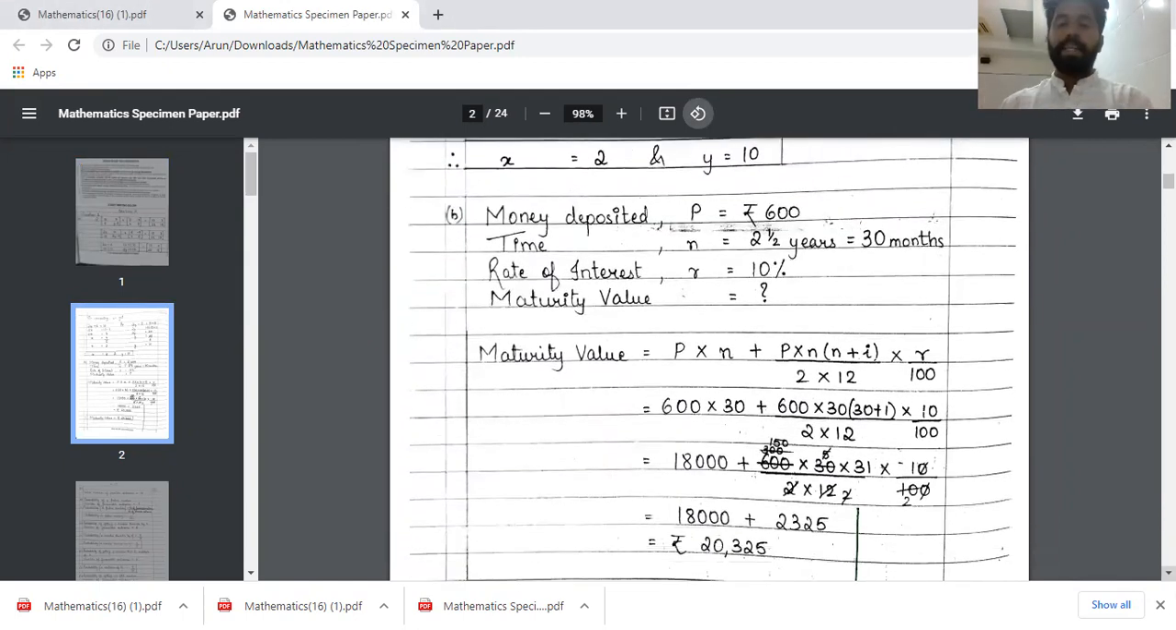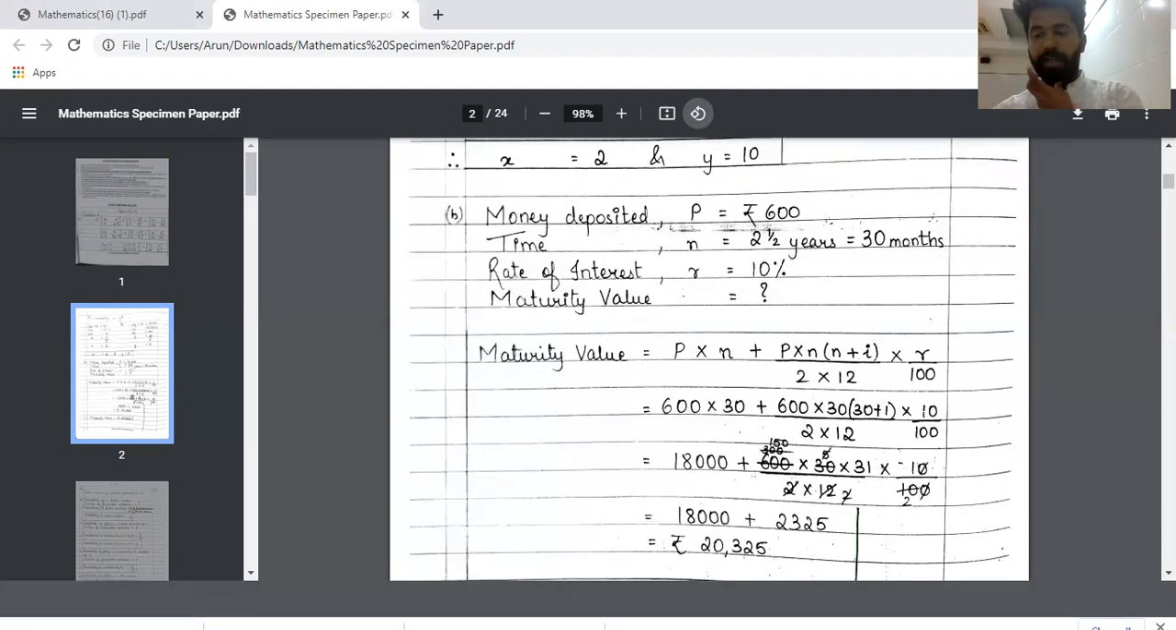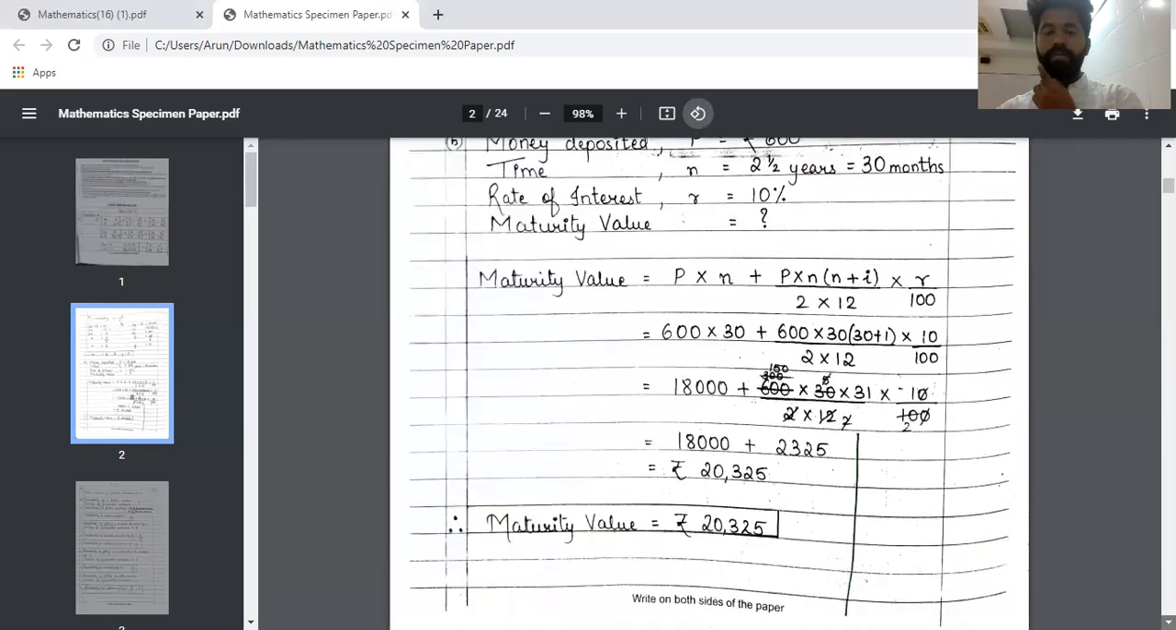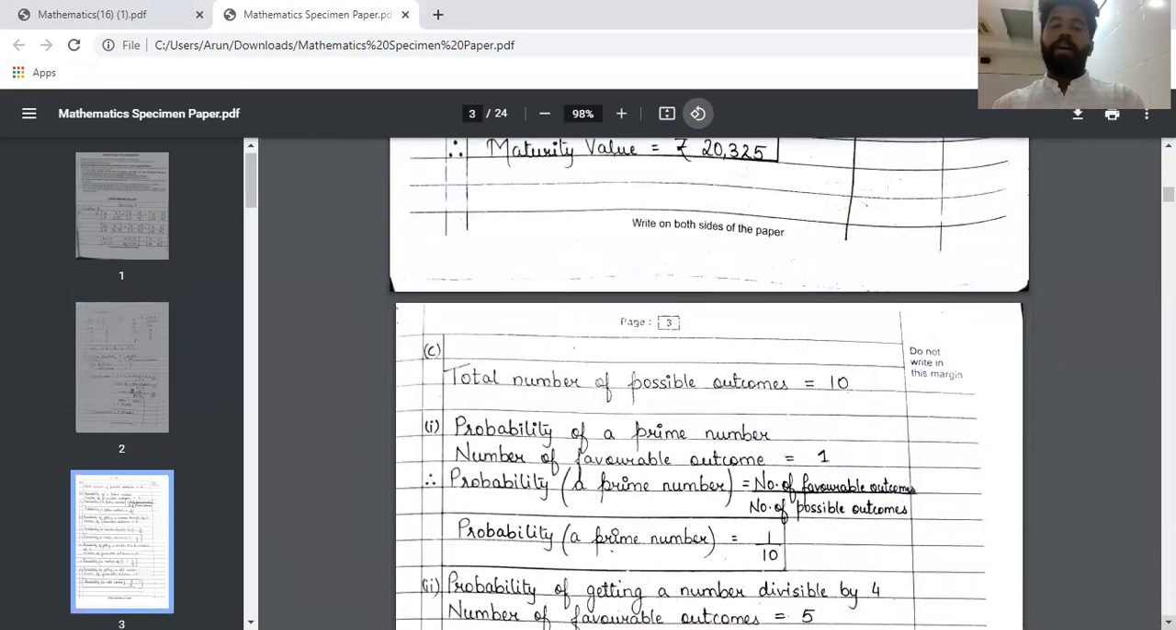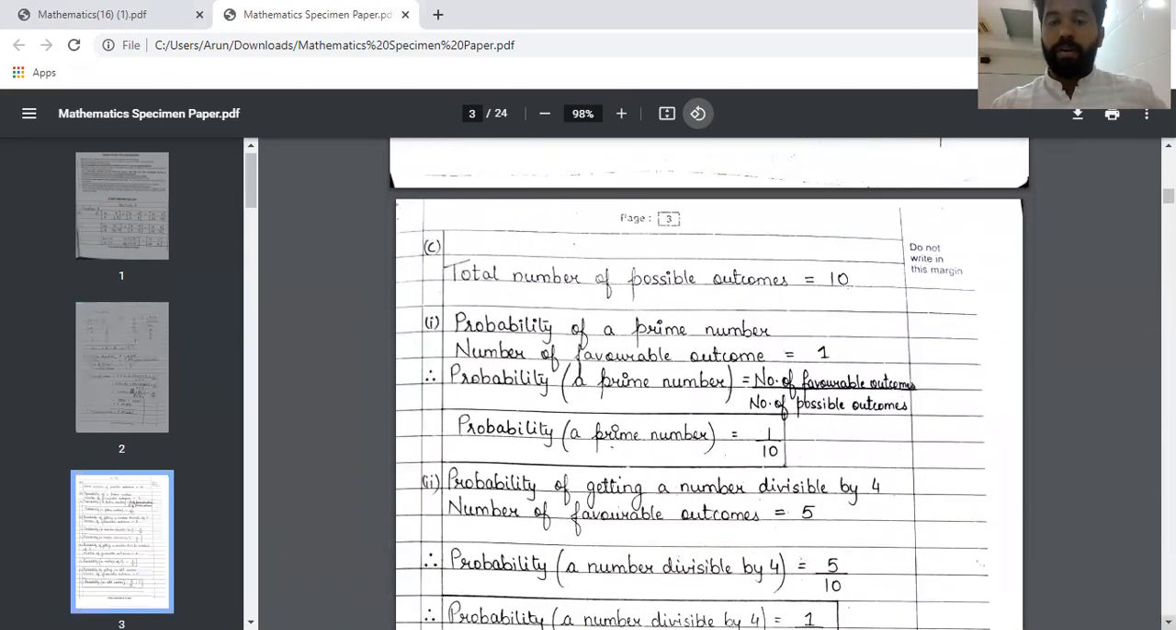Then the next question is from banking. First, they've written the entire data that has been given to them. Then the formula that they've applied. Then they've substituted correctly. Then they've done the calculations neatly. And then addition kiya. Then the final answer. And the final answer was then written in the box format. So that is done.